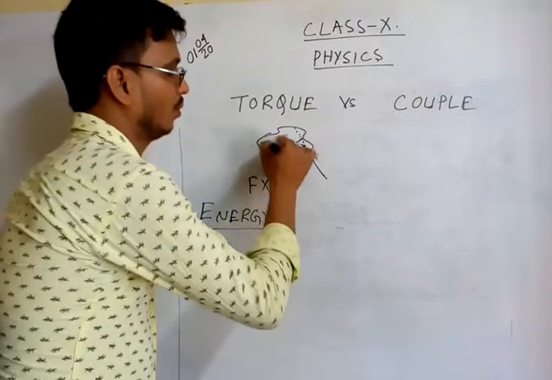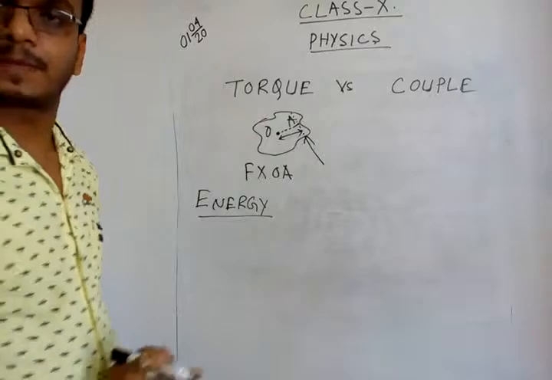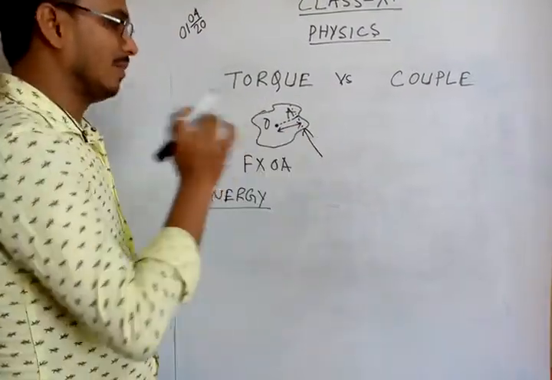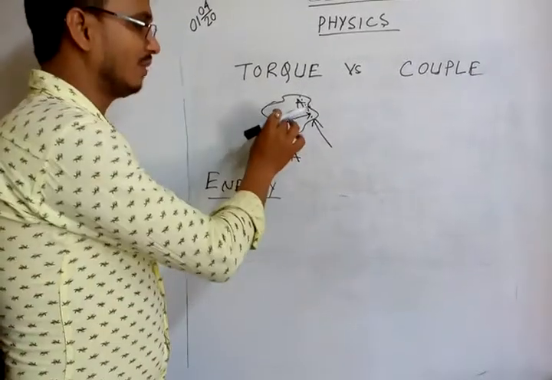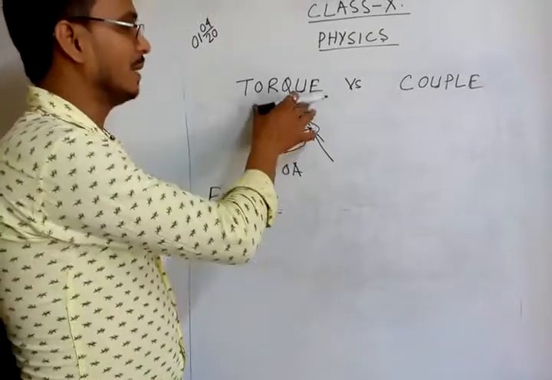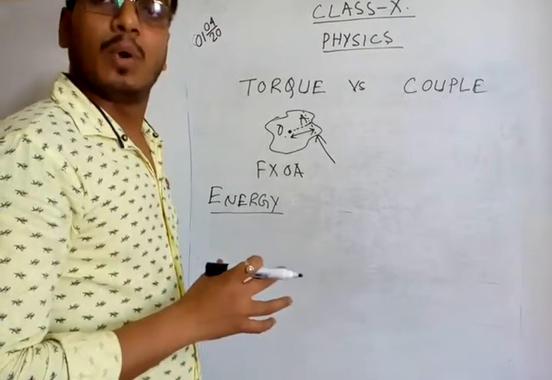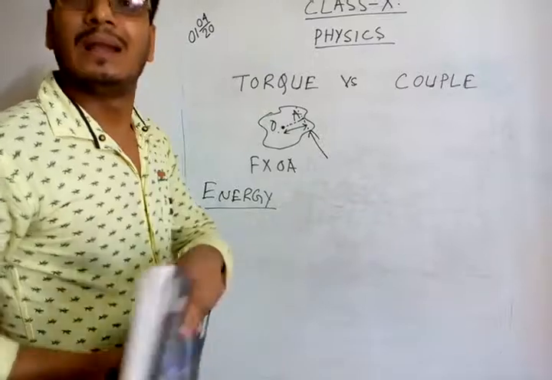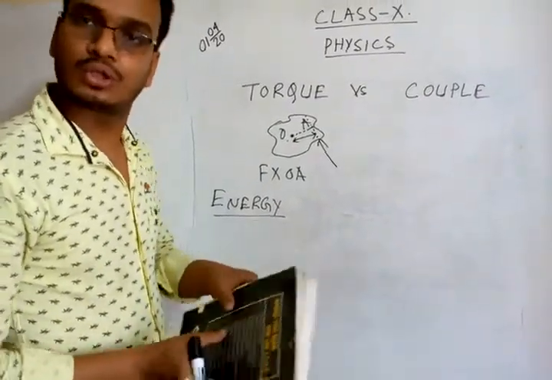So let it be OA. This is known as the torque, and here only one force is acting. Remember, it also rotates, but if the fixed point or pivot is not there, then in the case of torque the body can rotate as well as move through linear motion.